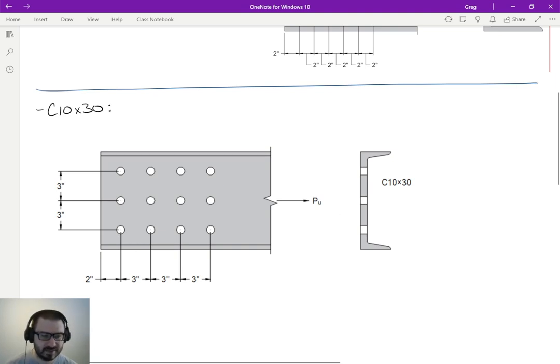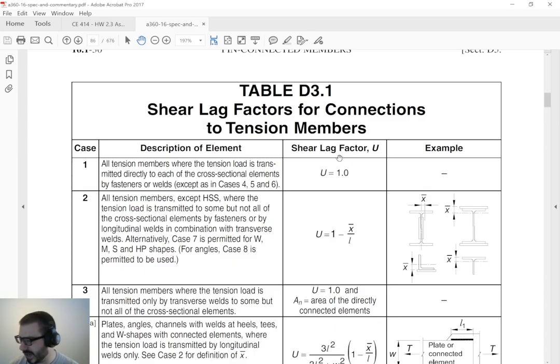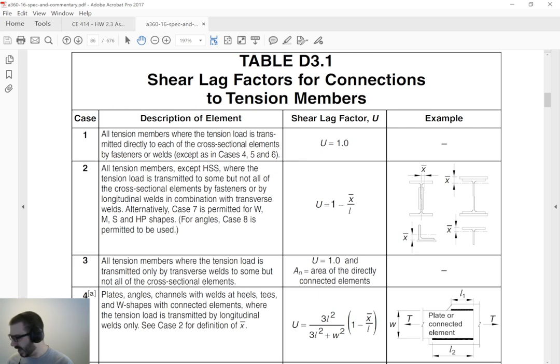So let's go back to the steel manual. We're on page 16.1-30. Give me one second, I'm going to get my pencil because I want to make sure that we are denoting which cases are applicable. The easiest thing to do is to go through each of these cases one by one. Case 1: all tension members where the load is transmitted to each of the cross-sectional elements by fasteners or welds. That's not the case for this problem because the flanges aren't connected, just the web. So does case 1 or case 2 apply? Case 1 does not, but case 2 definitely does. So we know we're going to have to apply case 2.